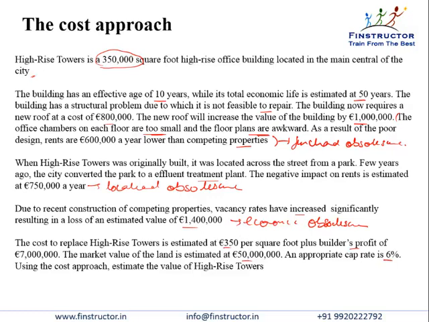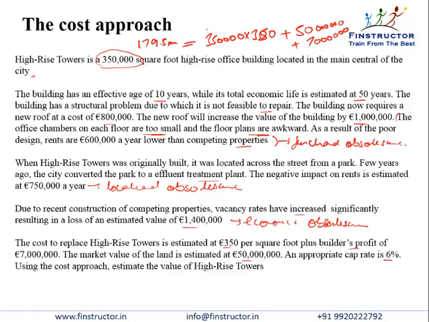So the construction cost itself would be 350,000 into 350 plus the market value of the land, which is another 50 million euro, plus the builder's profit also will have to be included, because if we replace it today, we'll have to take it from a builder and he'll charge $7 million additionally. So without any obsolescence, the new value of this building would have been 179.5 million euros.